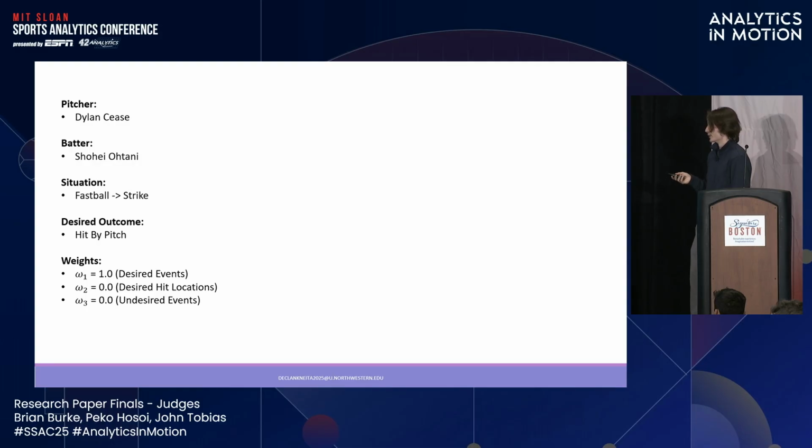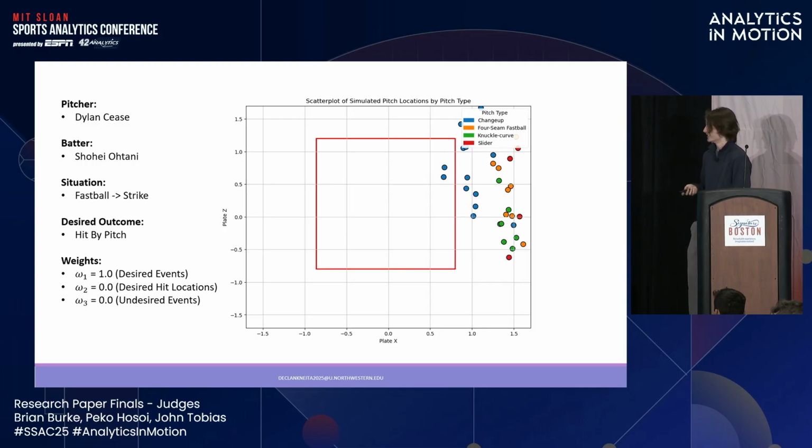And then just one more quick one for fun. If for some reason you find yourself trying to throw at Ohtani, we could also optimize for hit by pitch. So when we do that, we get a picture that looks like this.